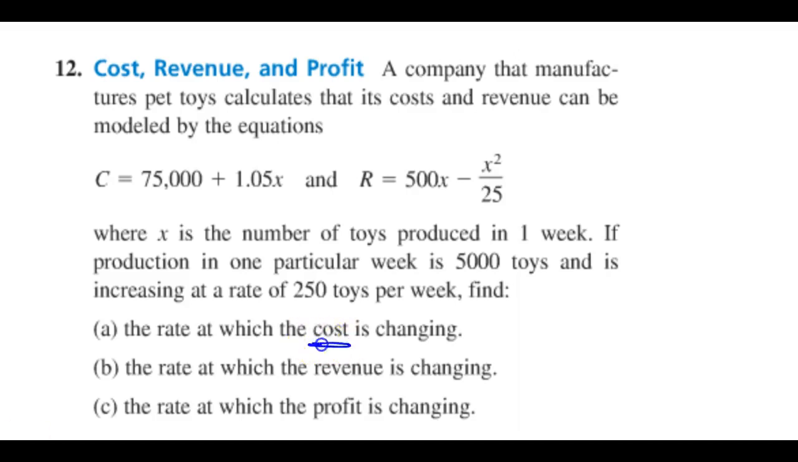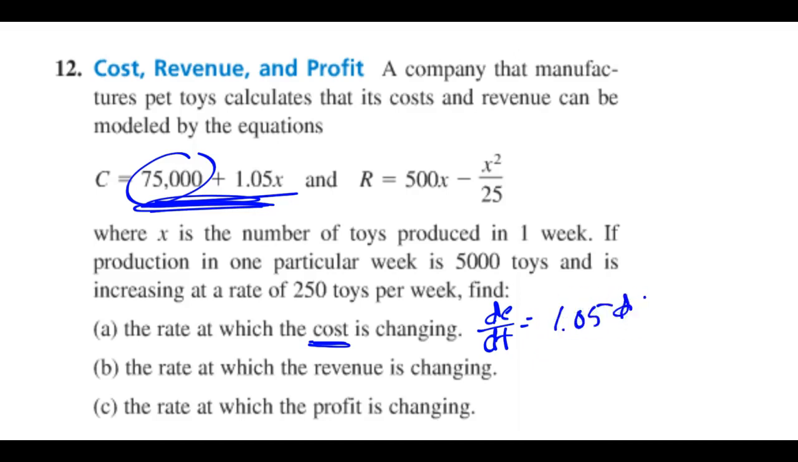I'll let you wrestle with this one. This is find the rate at which the cost is changing. That would be dC/dt. And that's kind of easy because all you have to do is take the derivative of this thing, and the derivative of that is just a 0. So 1.05 dx/dt, and then you just let your, let's see, is dx/dt given? Yep, 250. And so you just plug in the 250.